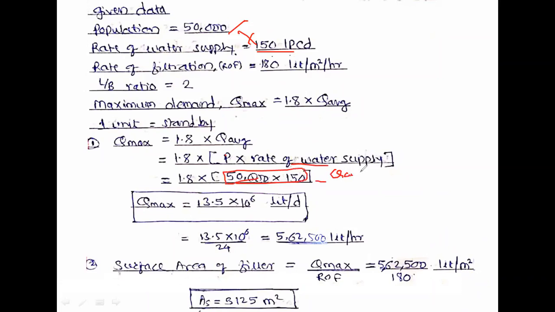This value we got here. And when we multiply this average discharge by peak factor, then we will get the maximum discharge. So if you multiply these two values, you will get the discharge in liter per day, because this is liter per day and the population has no unit. So you will have the unit as liter per day only. Now, if you want to convert that into liter per hour, we have to divide this value by 24 hours, because within a day we have a total of 24 hours.